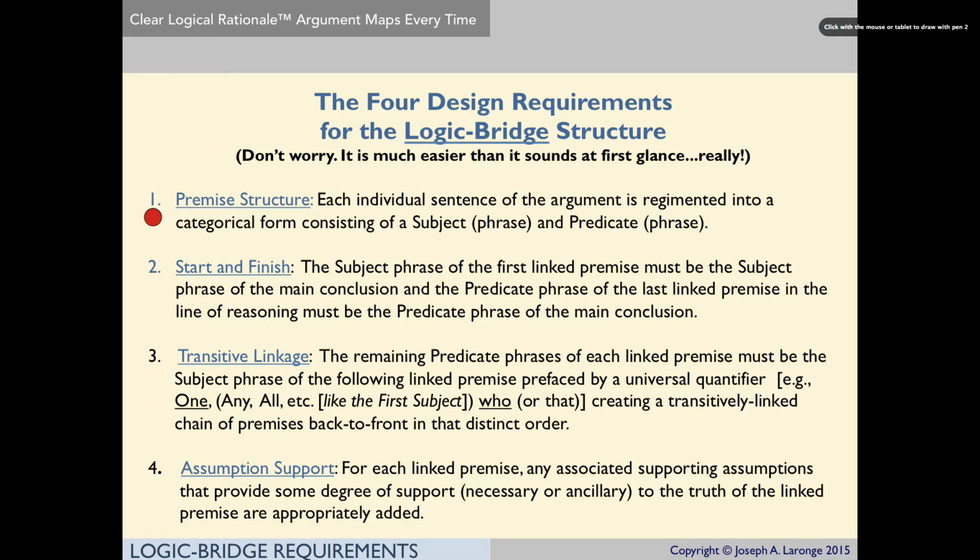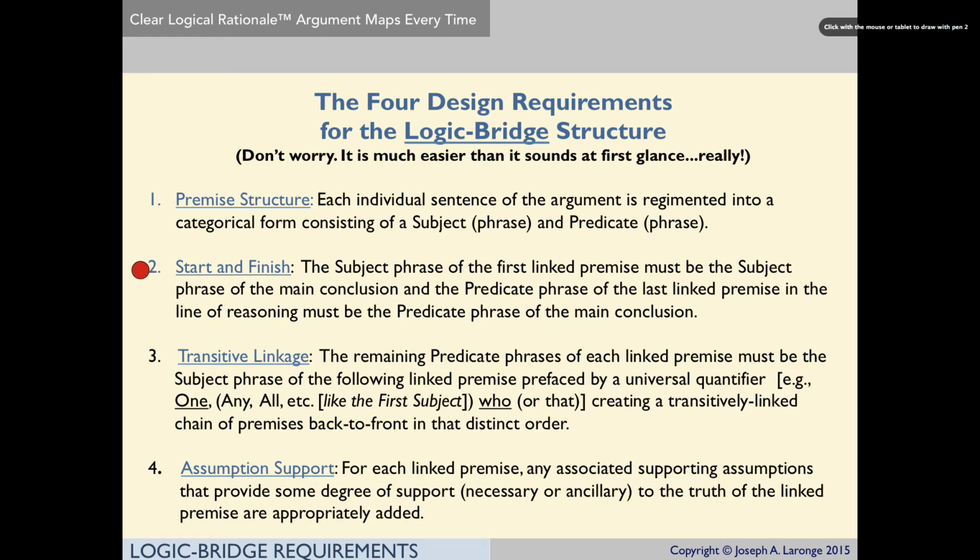The first is the premise structure. And that is such that each individual sentence of the argument is regimented, or structured, into a categorical form. So you're turning the sentence into categorical form, which we'll describe, which consists of a subject phrase and a predicate phrase. And we'll spend a lot of time on that in this presentation. But if you have a sentence and it's not in this subject-predicate form, you have to move the wording around until any sentence can be put into a categorical form.